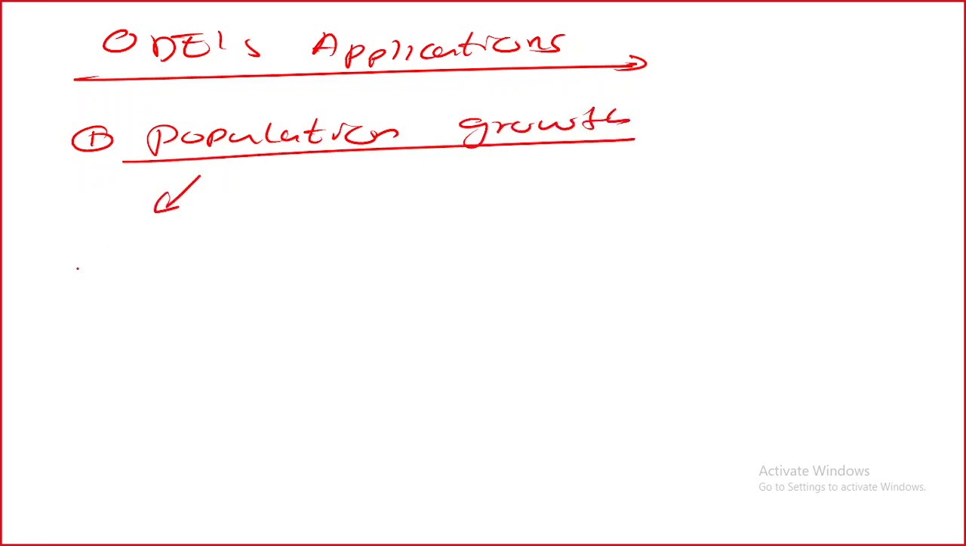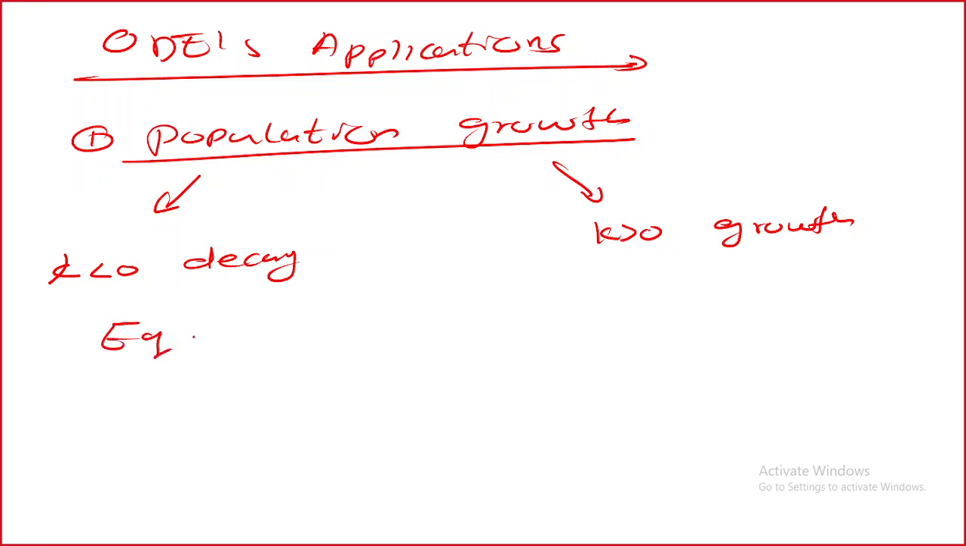I mentioned that when k is less than 0, we have decay, and when k is greater than 0, we have growth. The equation governing population growth is dA over dt, which equals kA.